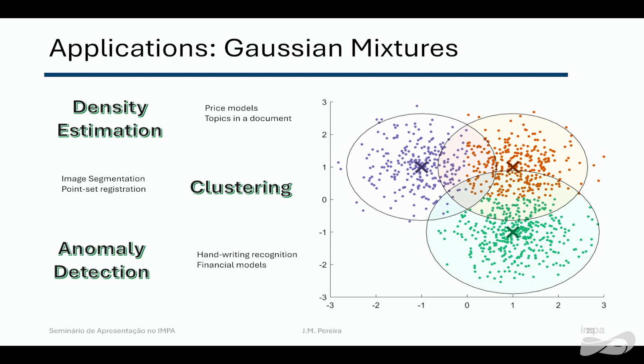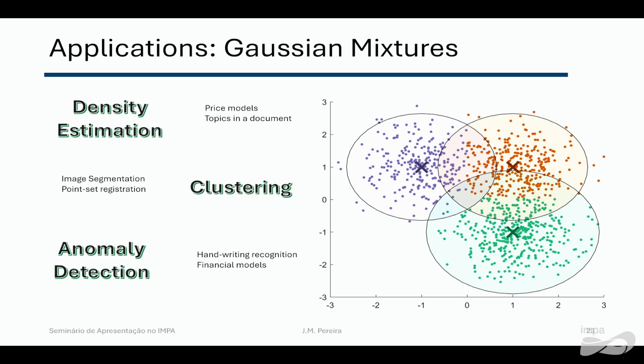Even the Gaussian mixture models themselves, which was already an application people use with symmetric tensors, have a lot of applications. One set of applications is just trying to estimate the density. For example, you want to model prices of things, like the price of houses in a city. Different places of the city have different average prices, and you can model this with a Gaussian mixture model. You can think of topics in a document where things also cluster, so you can also model this with Gaussian mixture models. You can use it for clustering, so you can use it for image segmentation and point set registration.